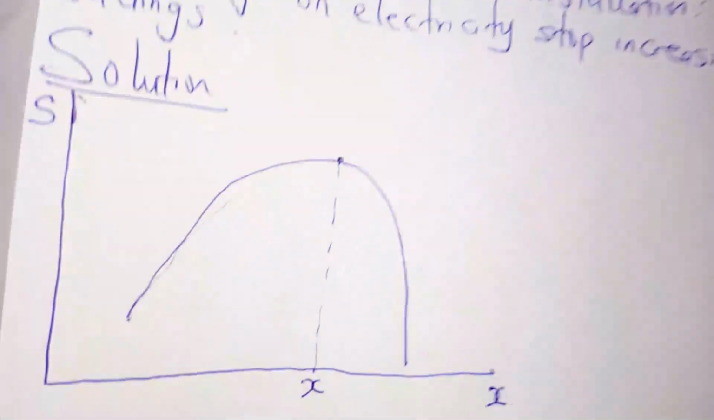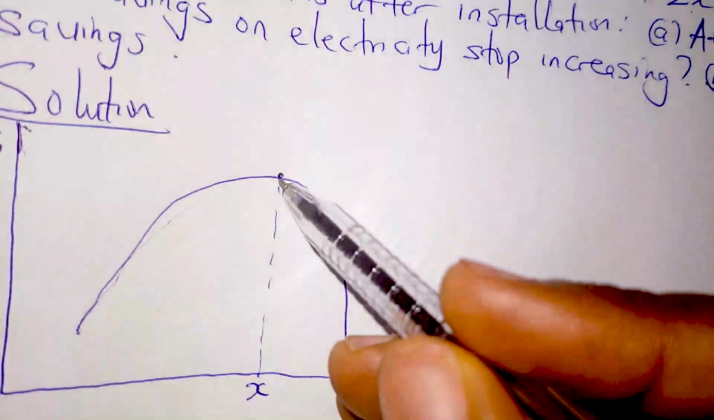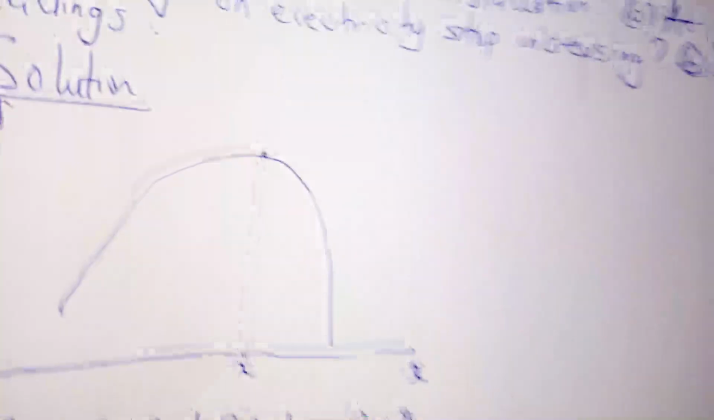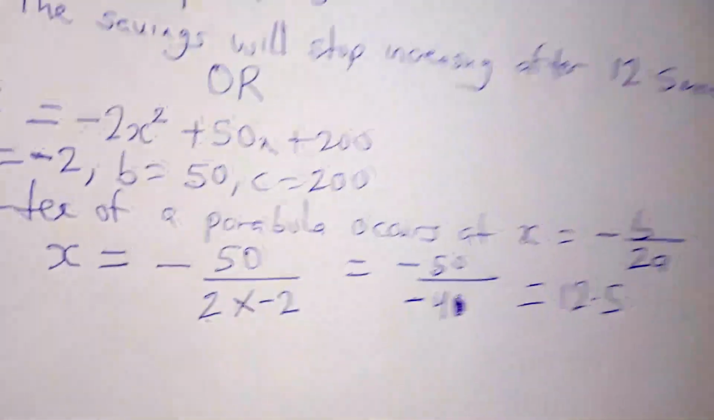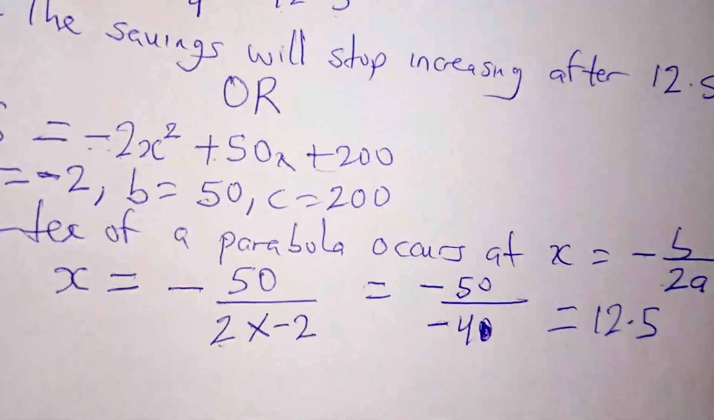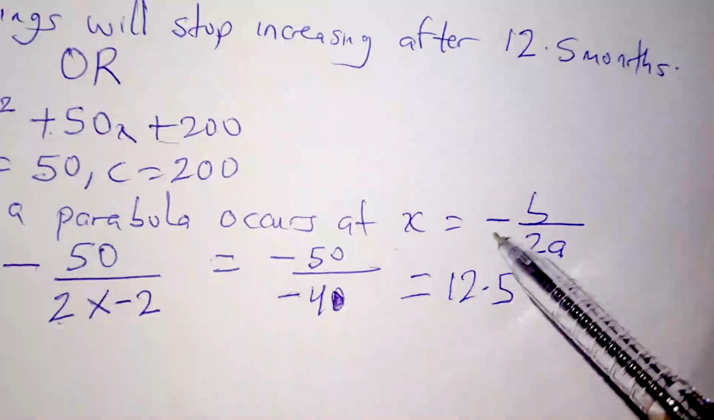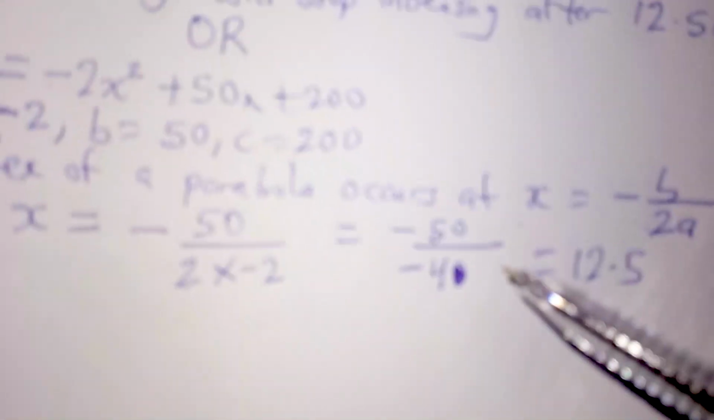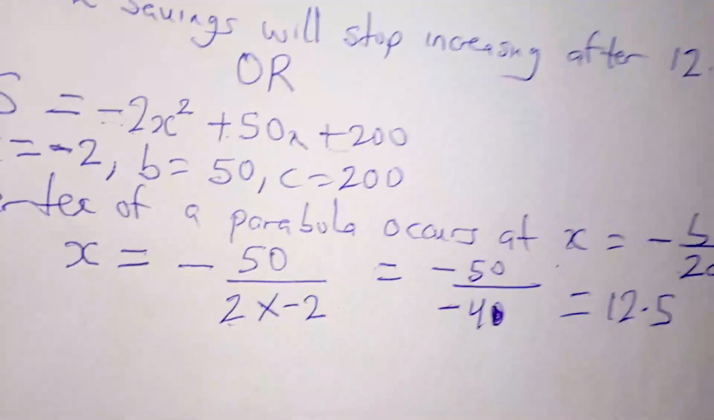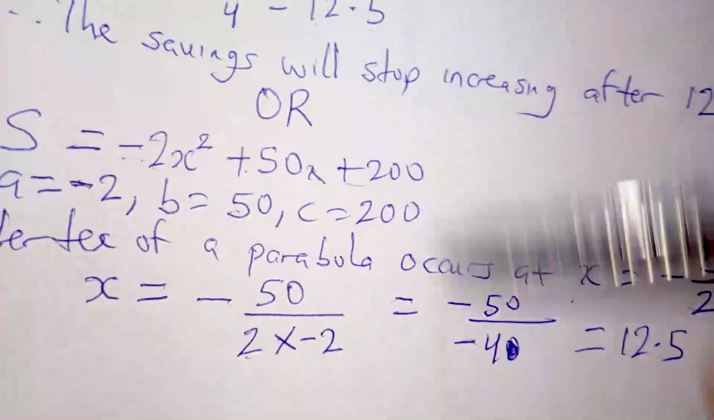In differentiation, I said we call these points a turning point or a stationary point. But for a parabola, we call it a vertex. So I said the vertex of a parabola occurs at x equals minus b over 2a. I feel this seems to be a bit shorter and more straightforward, but you can use any method you like.